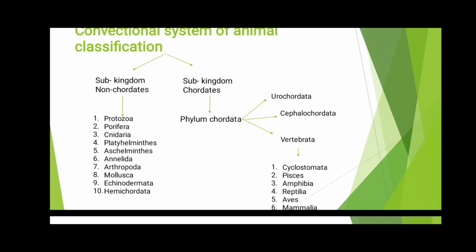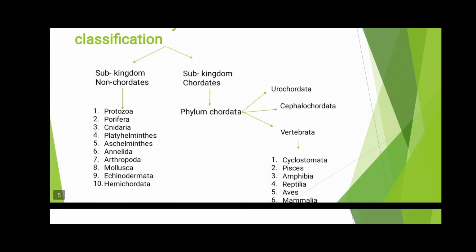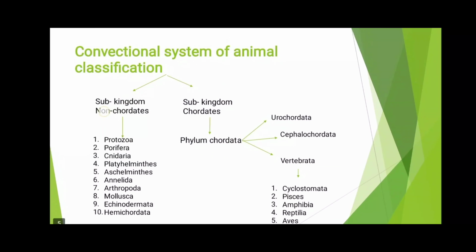Protozoa, Porifera, Cnidaria, Platyhelminthes, Aschelminthes, Annelida, Arthropoda, Mollusca, Echinodermata, Hemichordata. Very good. So students, let's study the characteristics of all these phyla.